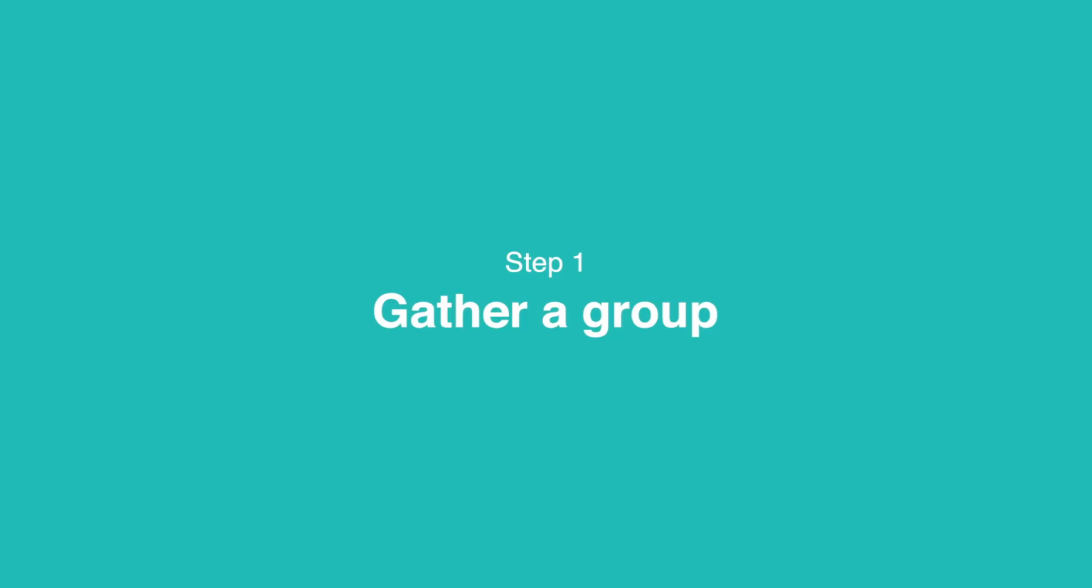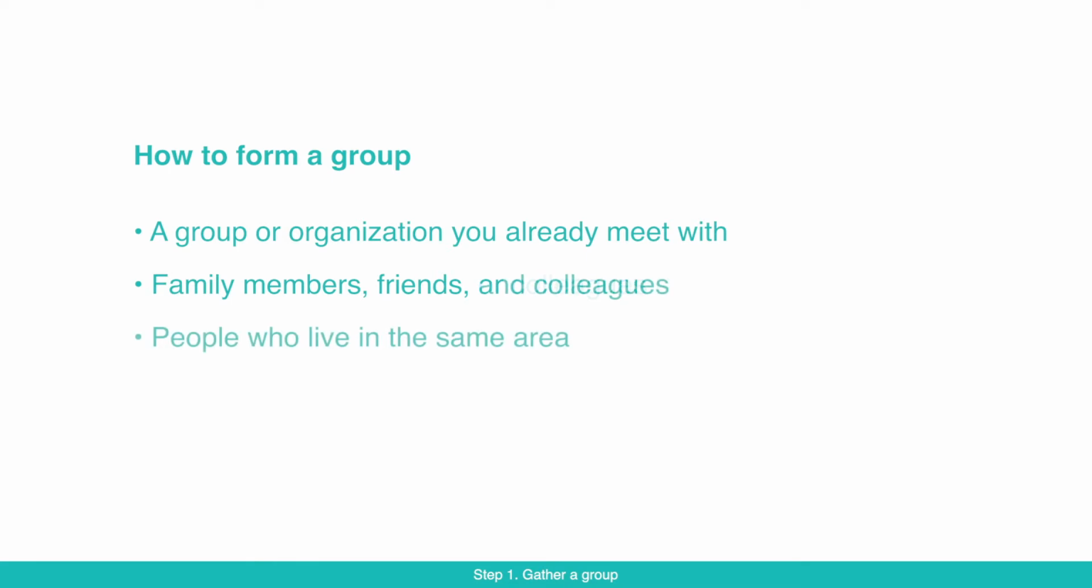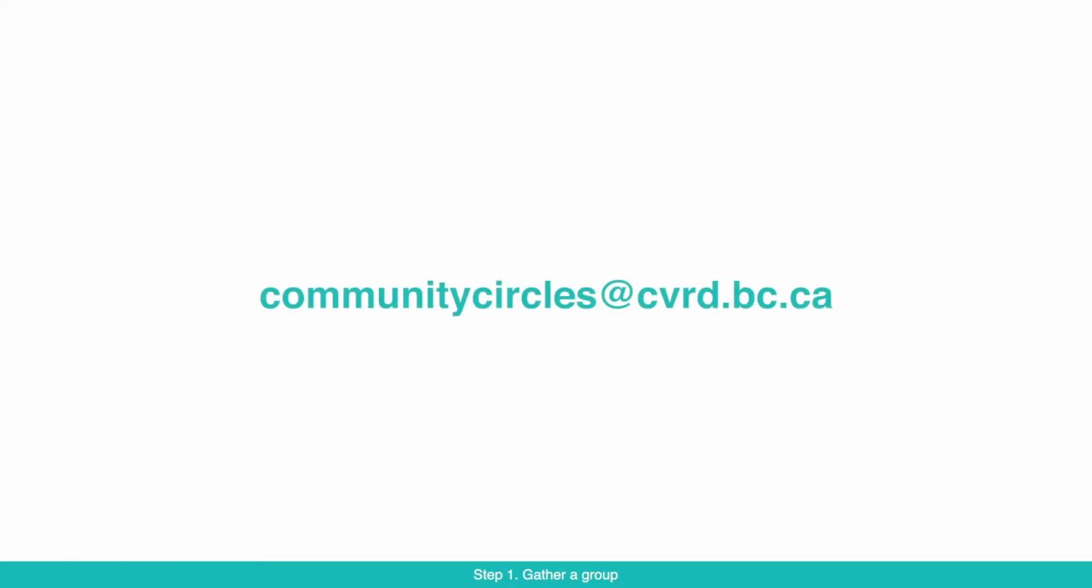Here's how it works. Step 1, gather a group. This could be an existing group or association you already meet with on the regular, or it could be a group of family members, friends, or colleagues. You can come together because you live in the same area or because you're interested in the same issues. If you don't have a group but still want to participate, please email communitycircles@cvrd.bc.ca or visit our website to find sessions being hosted by staff and how you can sign up for them.